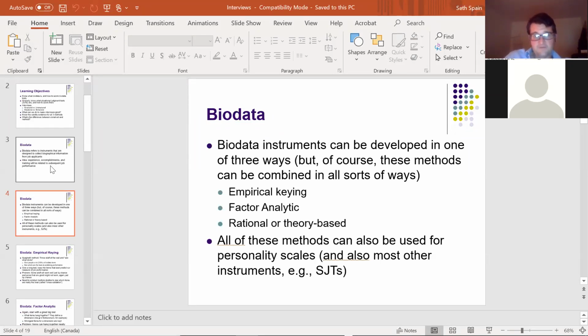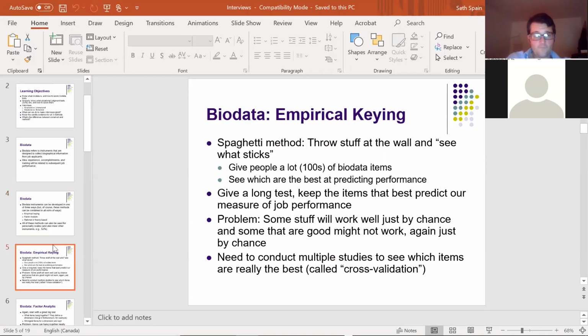One of the main ones is what we call empirical keying. There's also the factor analytic approach, and then there are rational or theory-based approaches, which we could also call an expert approach. All of those approaches can be used for almost all other instruments, which could include, if we wanted some objective way of scoring an interview, applying there as well.